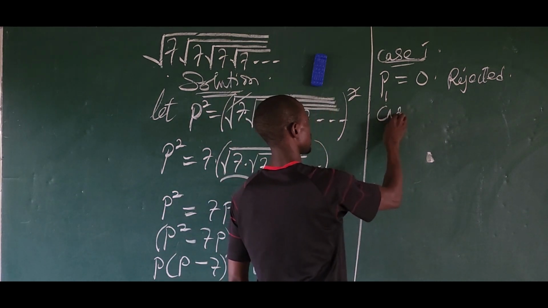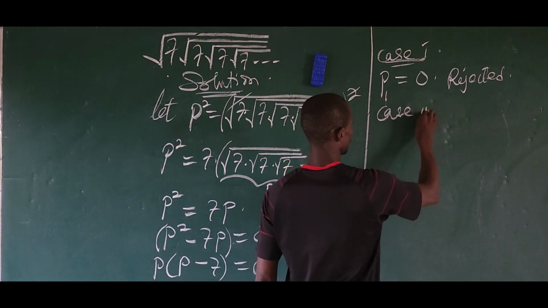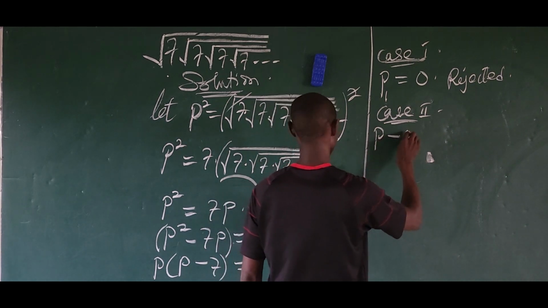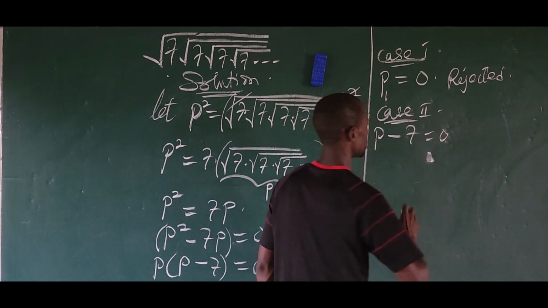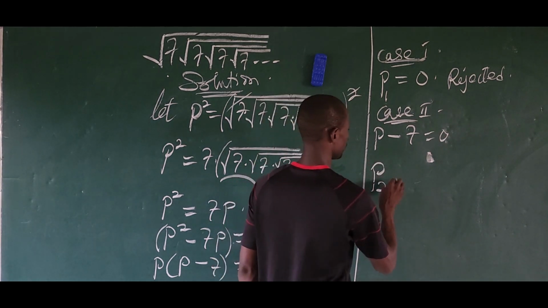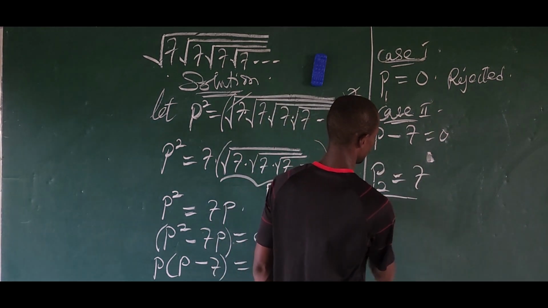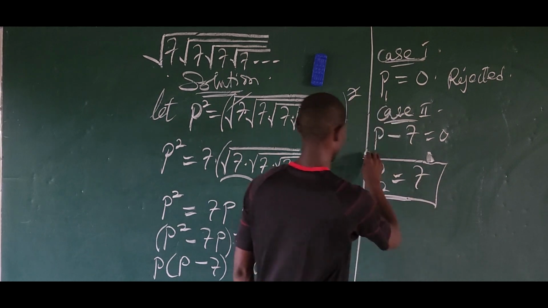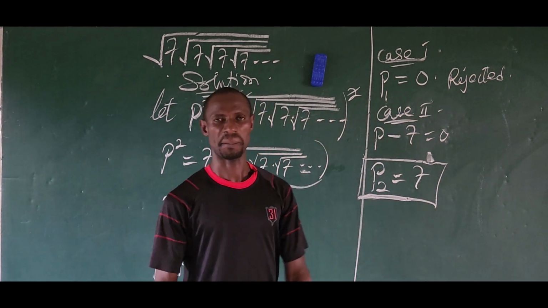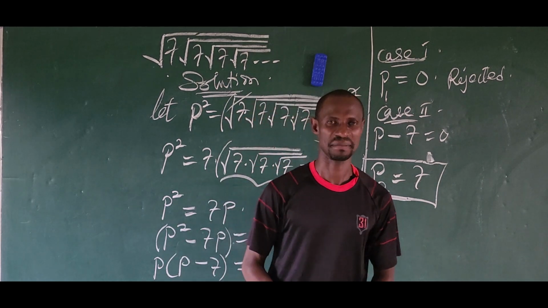So if this is rejected, let's go to our case 2. Our case 2, where we have p minus 7 equal to 0. Send this to this side of the equation. So we're going to have p is equal to 7. So the value of p that actually satisfies this is 7. So 7 is the final answer here.